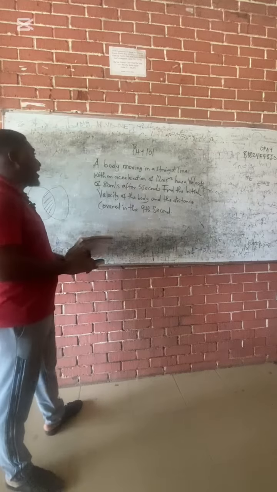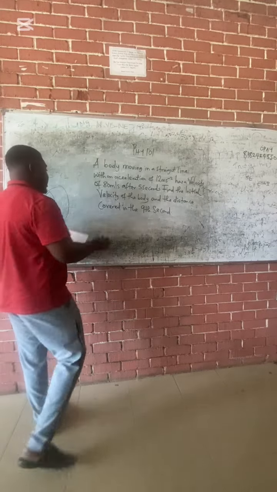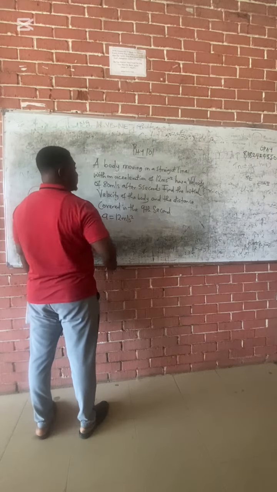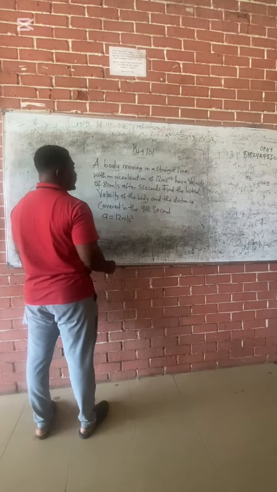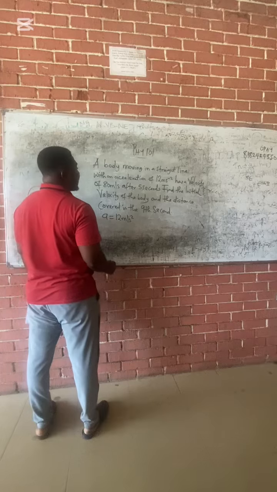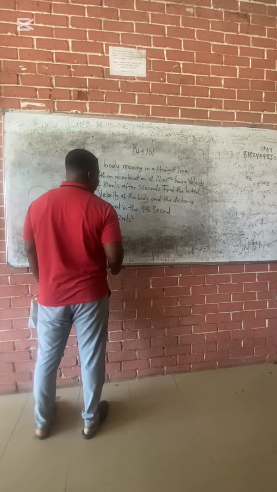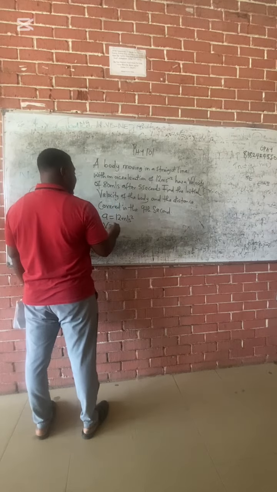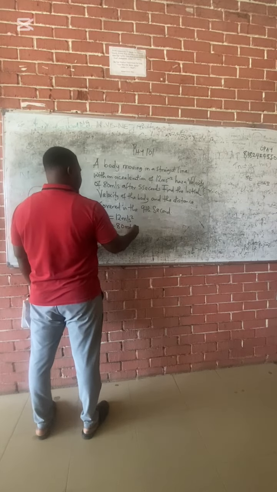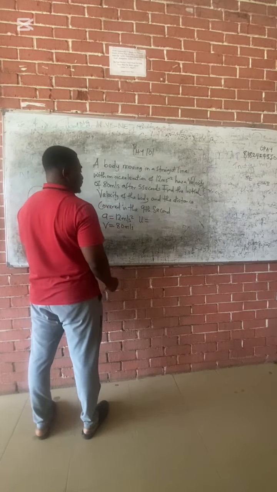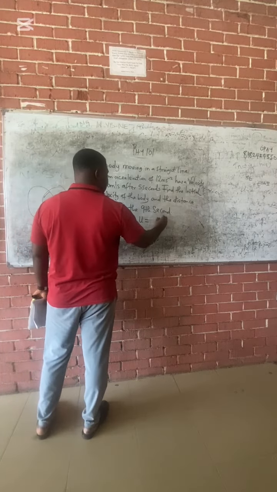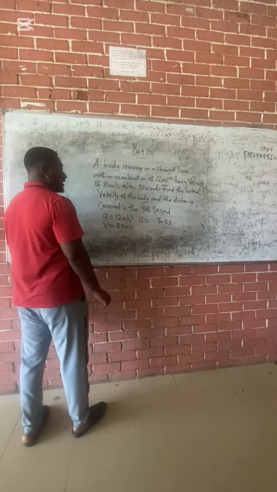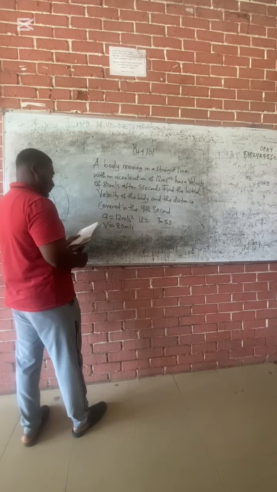A body moving in a straight line with an acceleration of 12 meters per second square has a velocity of 80 meters per second after 5 seconds. Find the initial velocity. It means that this 80 meters per second is the final velocity. Find the initial velocity u after time t, which is 5 seconds, and the distance covered in the 9th second.